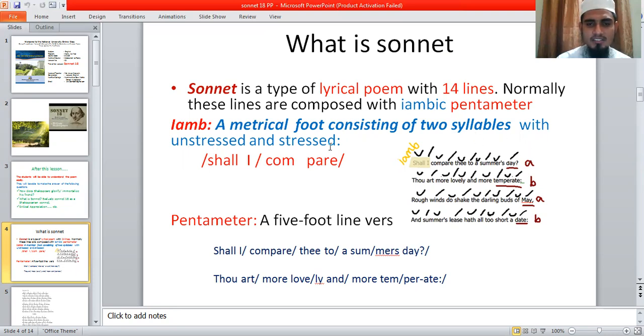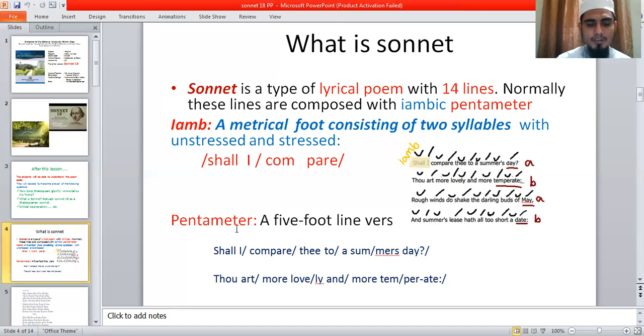So with unstressed and stressed. Whenever there are two syllables, "shall I", there are two steps of our tongue. So there are two syllables here. The first one is unstressed, that means no pressure here. And on "I" there is a pressure. Whenever we pronounce "I", we give a stress, and that is why it is called stressed, and the other is unstressed. So, "shall I compare". So an iamb is a type of metrical foot consisting of two syllables, where the first one is unstressed and the second one is stressed. Then this is called iambic. Here you can find the poem's foot and meter.